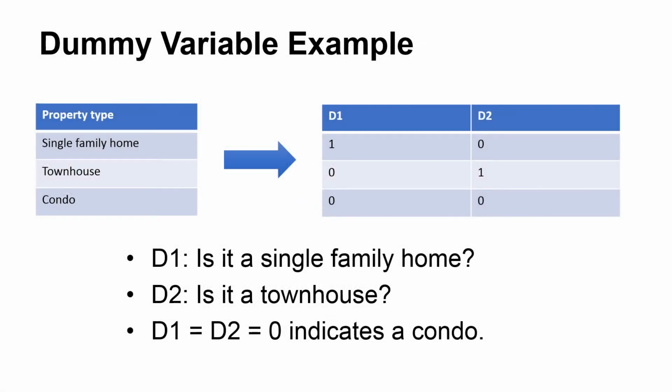Let's look at an example. The table on the left shows 3 property types: single-family home, townhouse, and condo. So, there are 3 categories, and m is equal to 3. We can create 2 dummy variables d1 and d2, where d1 indicates whether it is a single-family home and d2 indicates whether it is a townhouse. Both d1 and d2 taking the value 0 indicates a condo, which is neither a single-family house nor a townhouse.